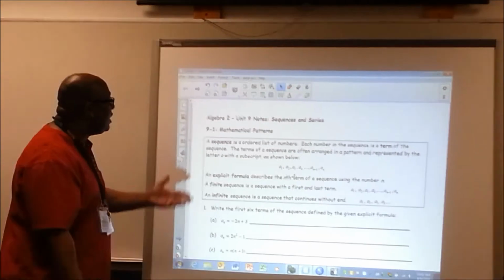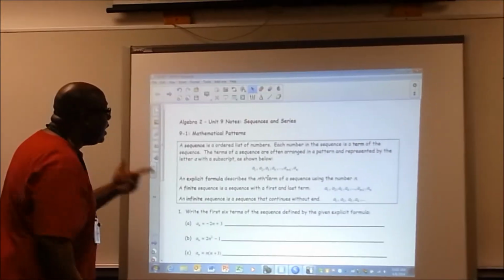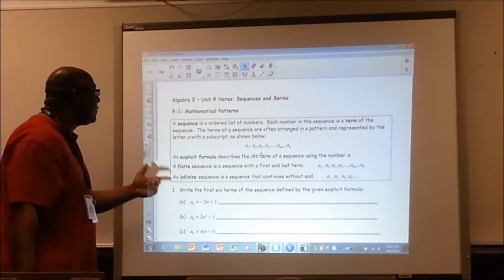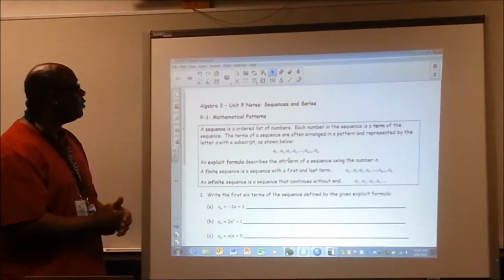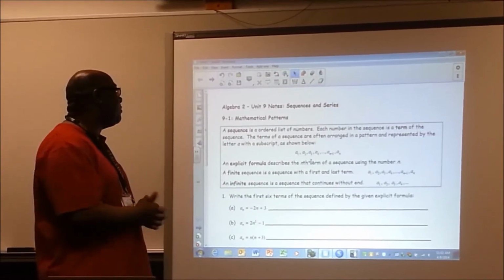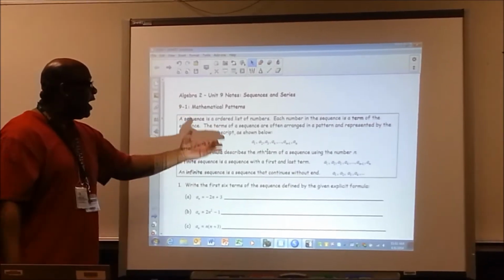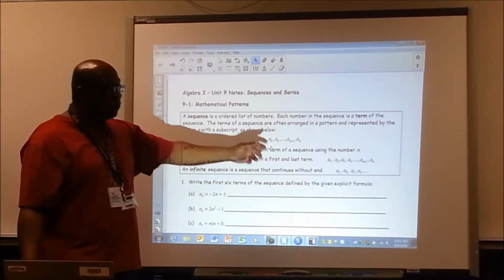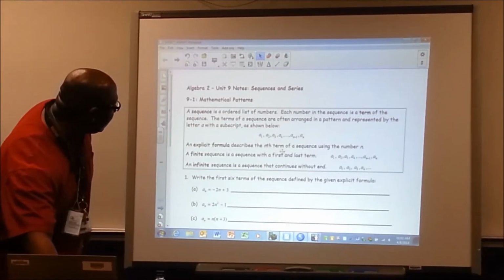Sequence. A sequence is an ordered list of numbers. Each number in the sequence is a term of the sequence. Terms of a sequence are often arranged in a pattern represented by the letter A with a subscript as shown below: A of 1, A of 2, A of 3, etc.